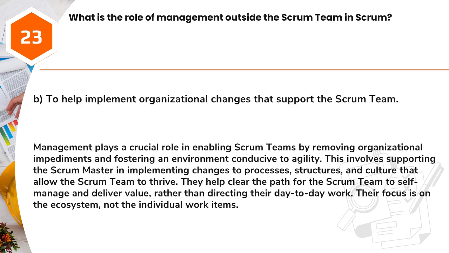Answer: B. To help implement organizational changes that support the Scrum team. Management plays a crucial role in enabling Scrum teams by removing organizational impediments and fostering an environment conducive to agility. This involves supporting the Scrum Master in implementing changes to processes, structures, and culture that allow the Scrum team to thrive. They help clear the path for the Scrum team to self-manage and deliver value, rather than directing their day-to-day work. Their focus is on the ecosystem, not the individual work items.